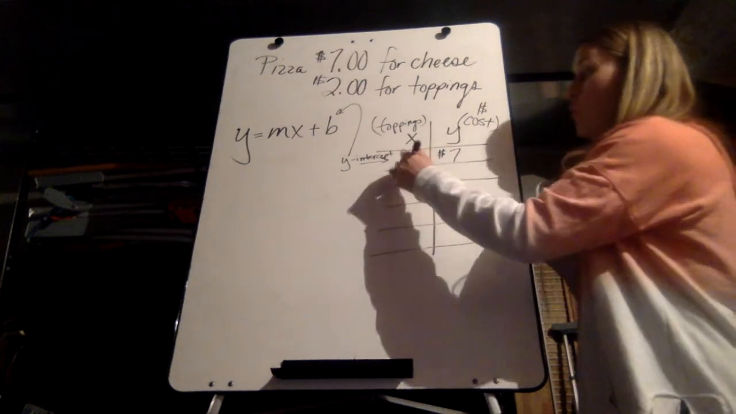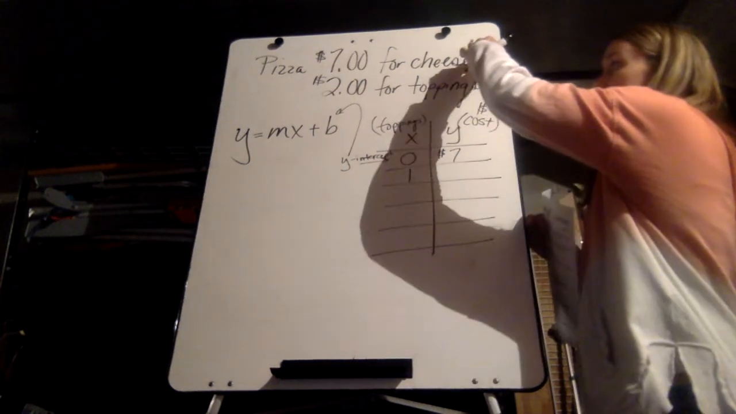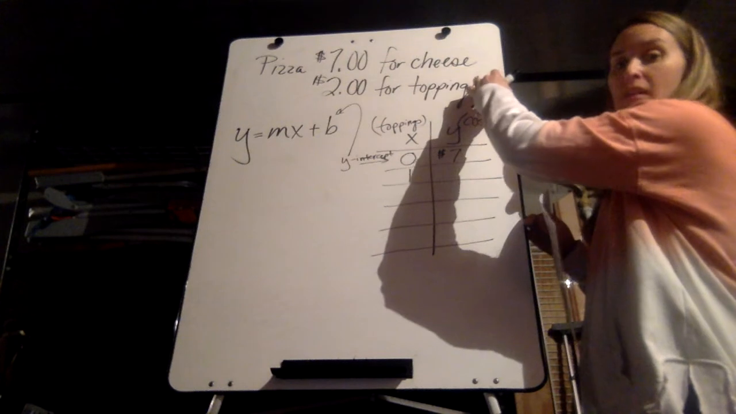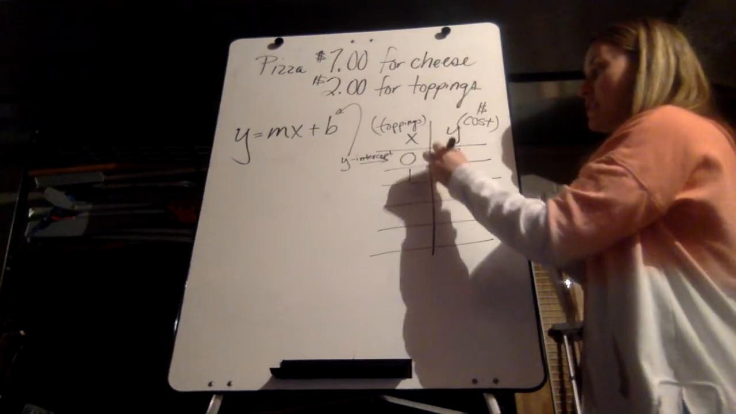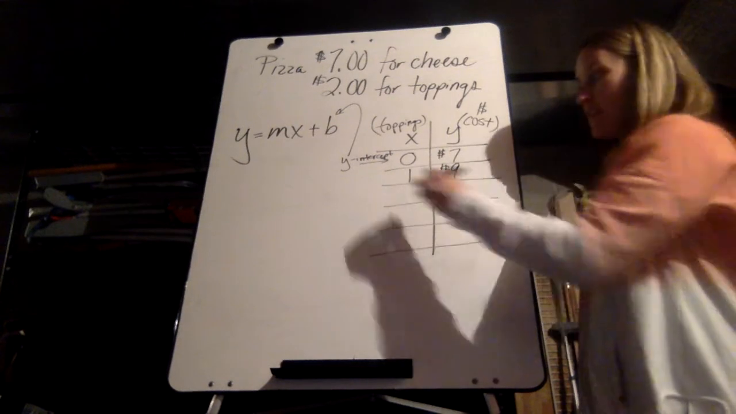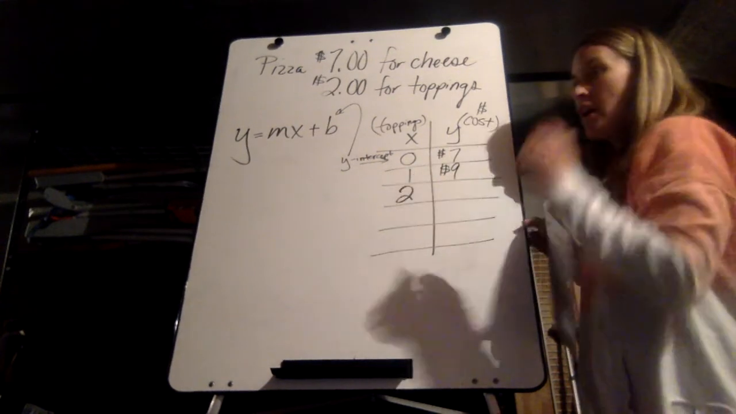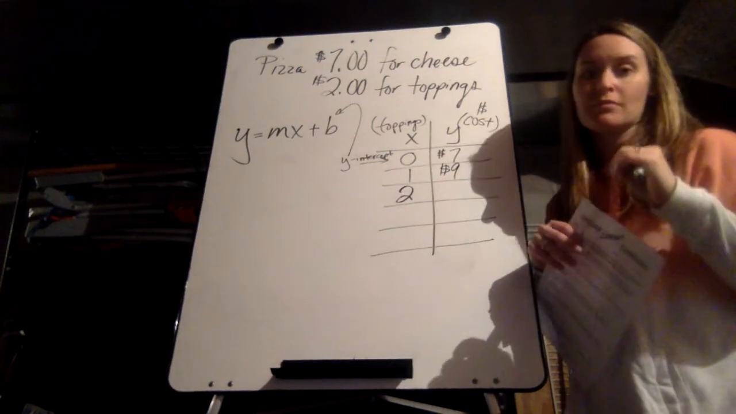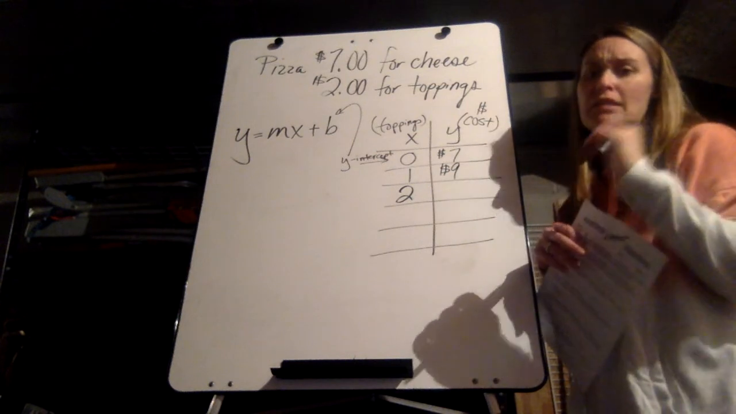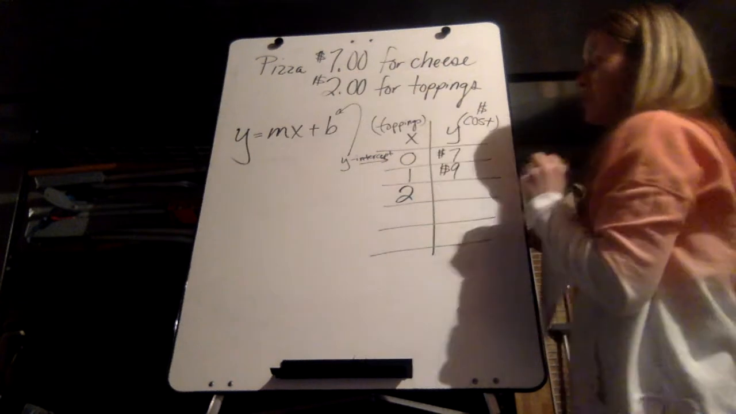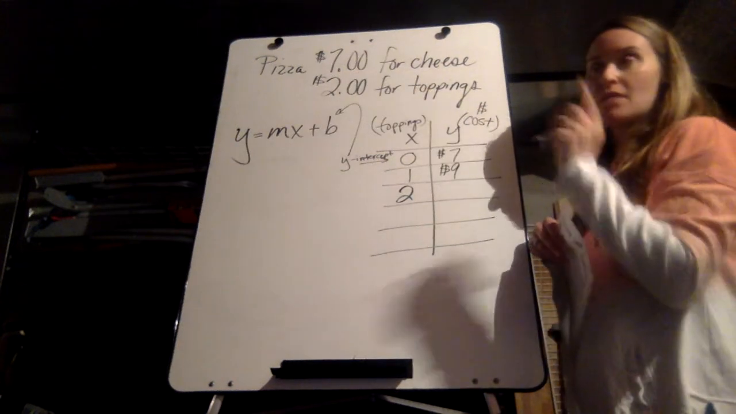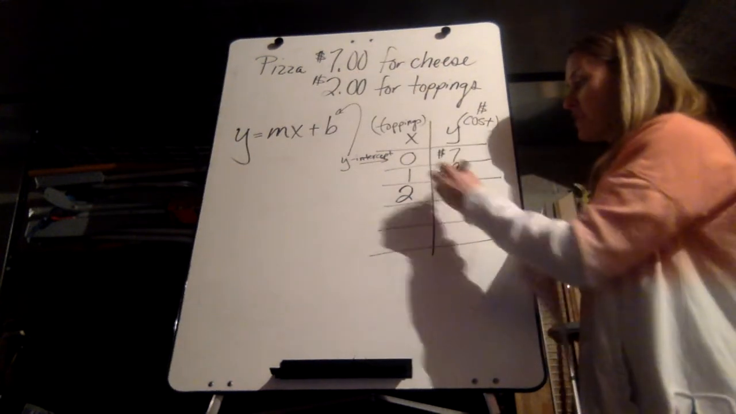If we have one topping, so if we got a cheese pizza and said throw in some pepperoni, that would be 7 plus 2, which gives us $9. Then let's say we get crazy and say, I want pepperoni and mushroom. Some of you might say, ugh, that's disgusting. That's what we're getting. So 7 plus 2 plus 2 more is $11.